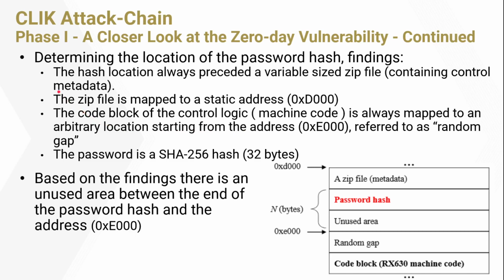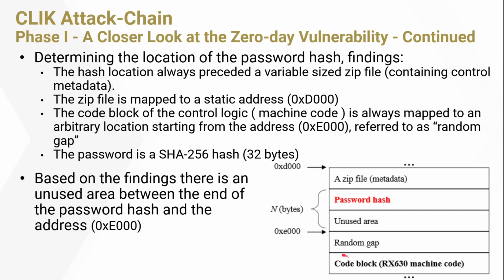Now, the hash location has been found to always be preceded by some variable size zip file which contains metadata, and the zip file is mapped to the static address D000. The code block of the control logic, which is stored in machine code, is always mapped to an arbitrary location starting at the address E000, and there's a random gap between E000 and the code block itself.